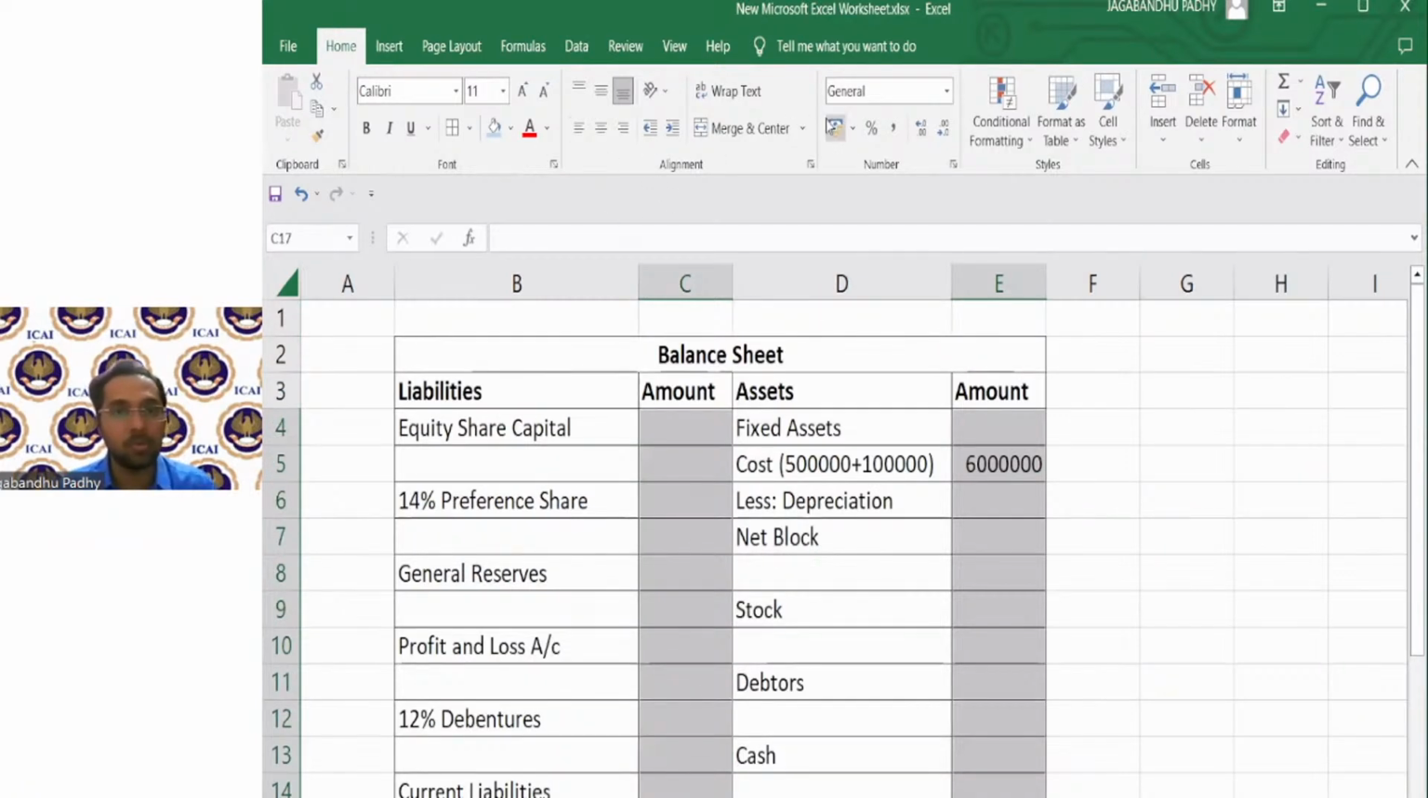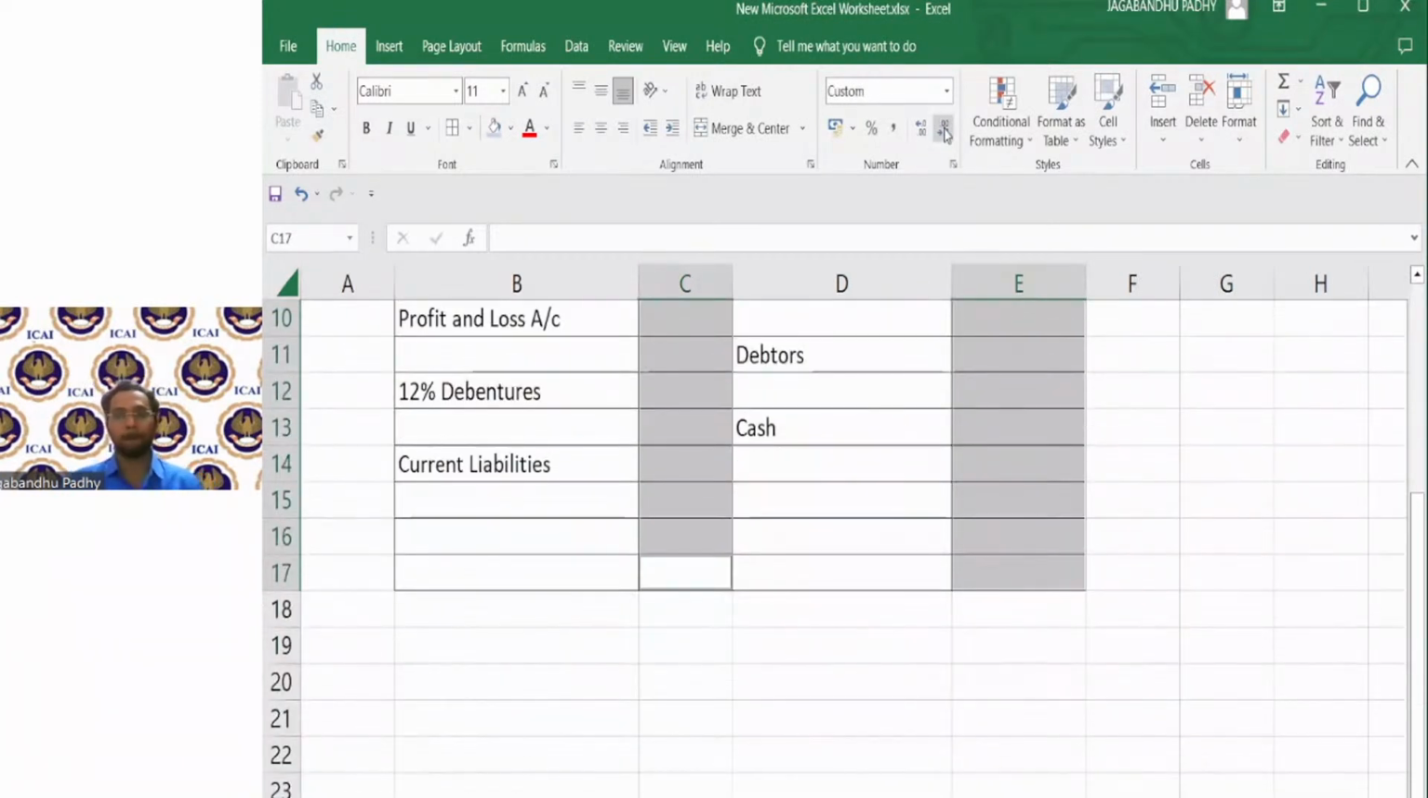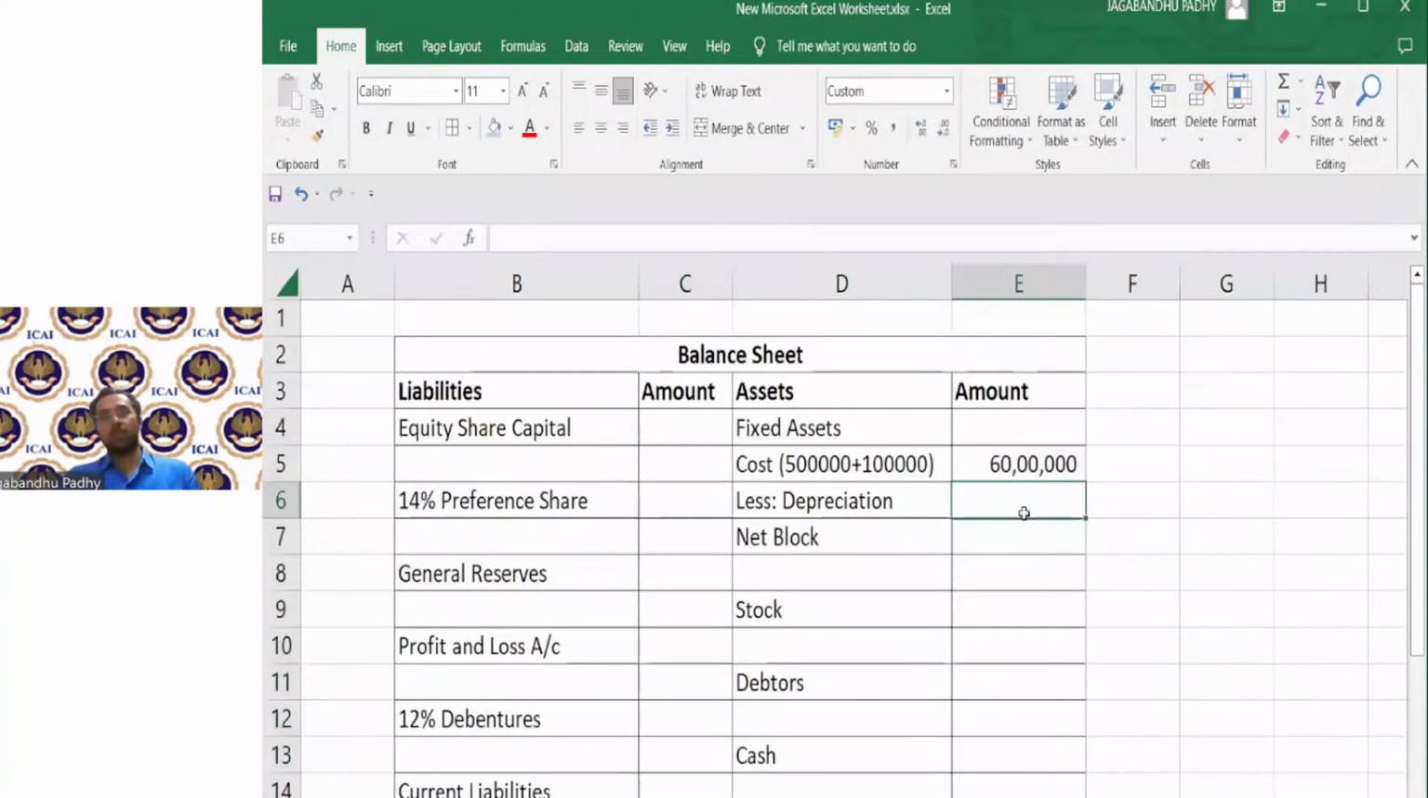Right. So let me just put it into format. Yeah. The cost is 60 lakh. Now, of course, the depreciation that we are going to charge, it's already depreciated by 1 lakh 60,000. The original one was depreciated by 1 lakh 60,000. And this depreciation will be in addition to that.